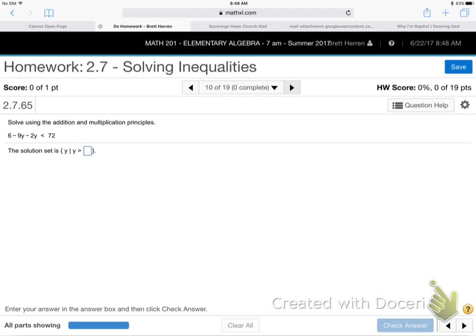So, start with this one. 6 minus 9y minus 2y less than 72. Try that one. Solve for y there. Give you a second on that one.